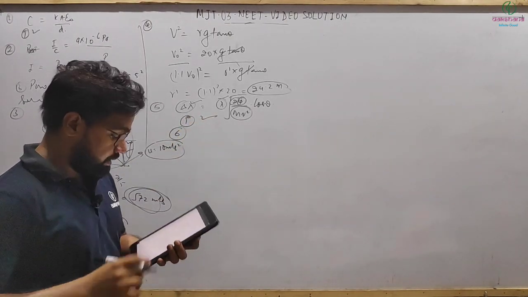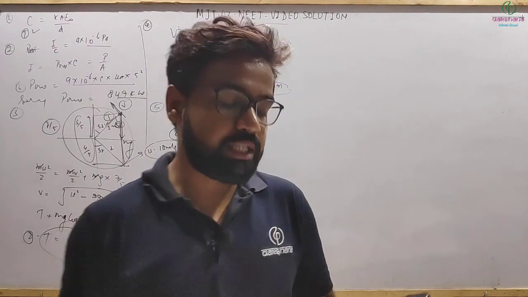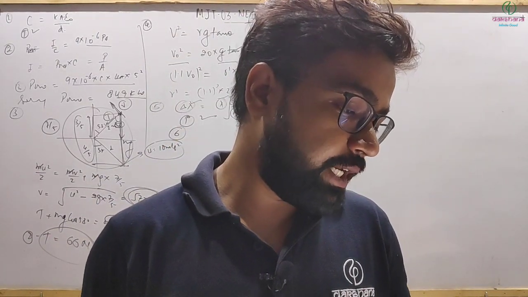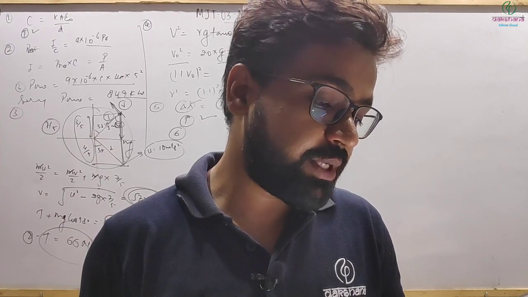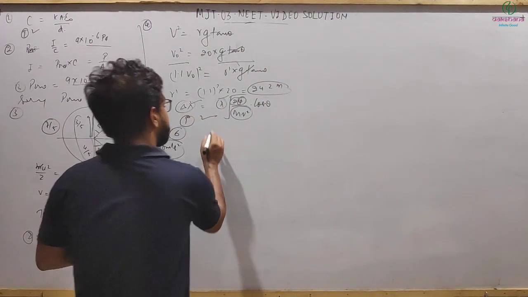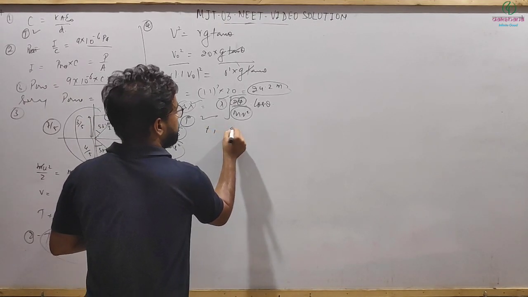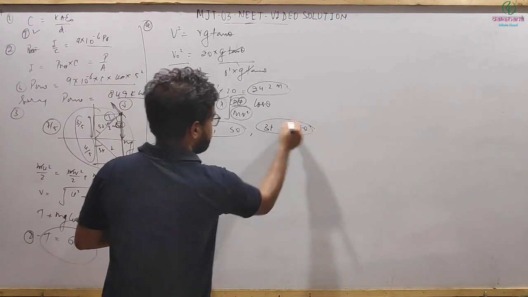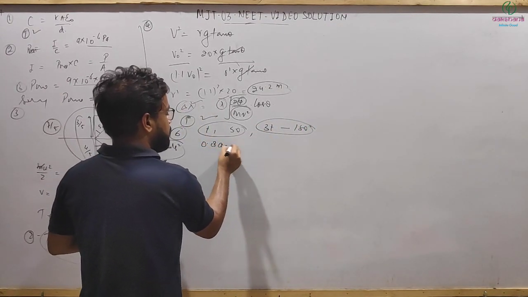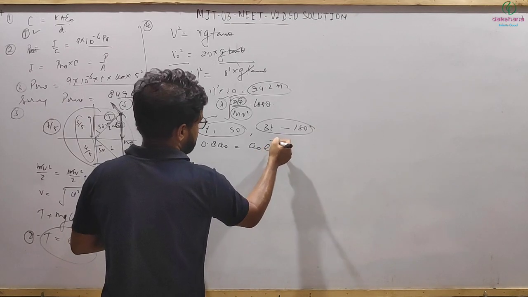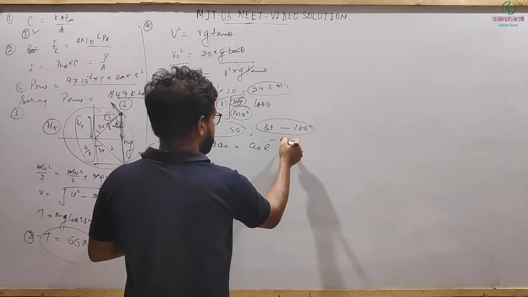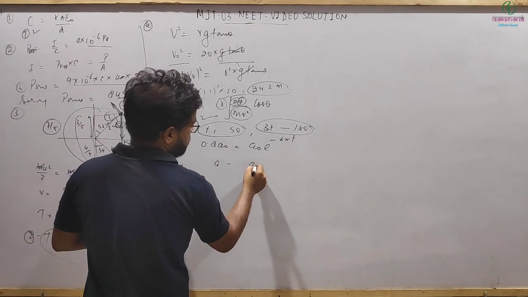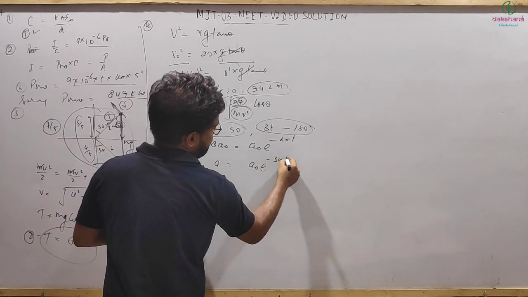Question number 6 next. In a damped oscillation, the amplitude after 50 oscillations is becoming 0.8 a naught, where a naught is the initial amplitude. Then what is the amplitude after 150 oscillations? Let's say the time for 50 oscillations is t, then it will definitely be 3t for 150 oscillations. So we can write 0.8 a naught equal to a naught e raised to minus alpha, a constant, multiplied by t. Next, a equals a naught e raised to minus 3 alpha t.